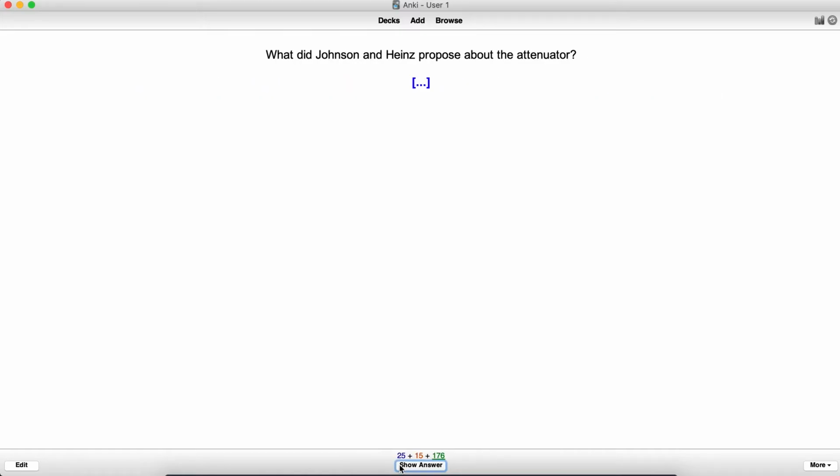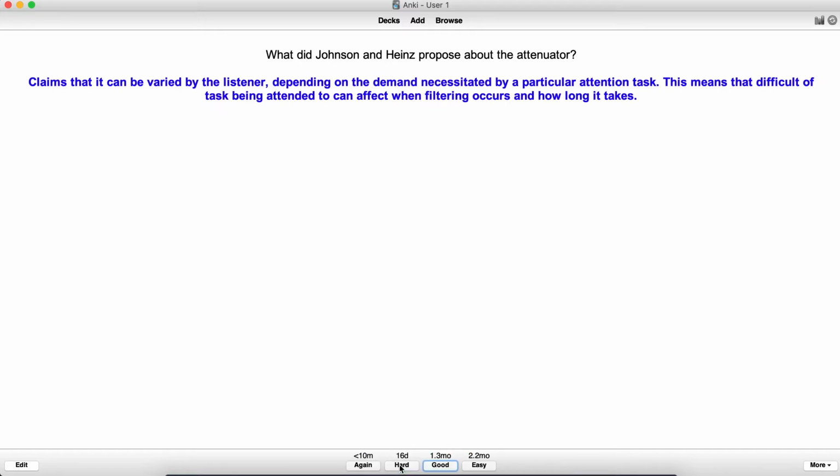What did Johnson and Heinz propose about the attenuator? The attenuator, which is responsible for decreasing the sound or the signal coming from the other ear that you're not paying attention to, can vary from individual to individual. Depends on demand necessitated by a particular attention task. So it can vary.